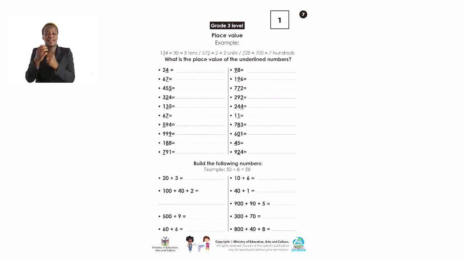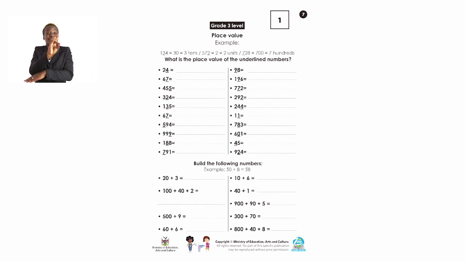Then we look at the next one, 572. We have the 500s, 7 tens, and 2 units. The units place has been underlined. So the place value for the 2 is the units. Let's look at the next one, 728. There's a line under the hundreds place, which means we have the 700s, okay?